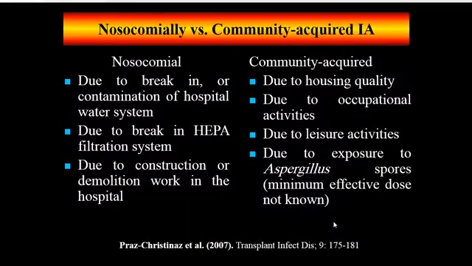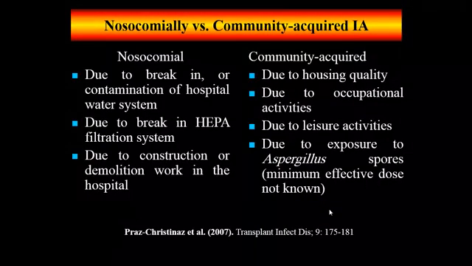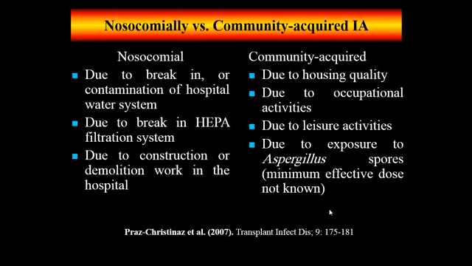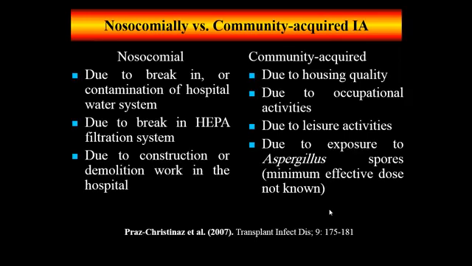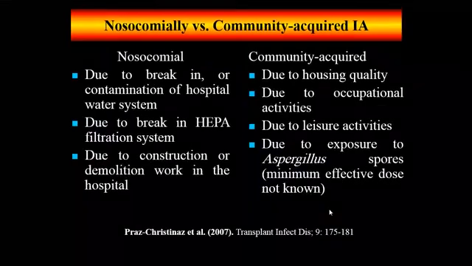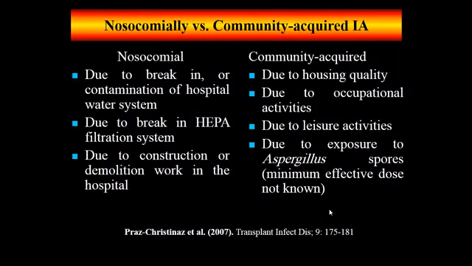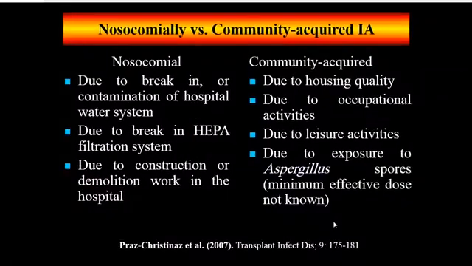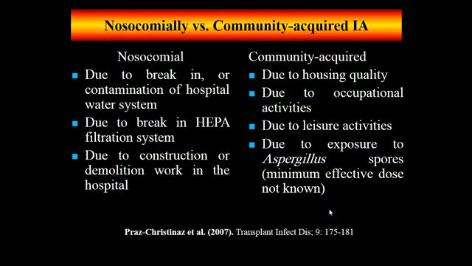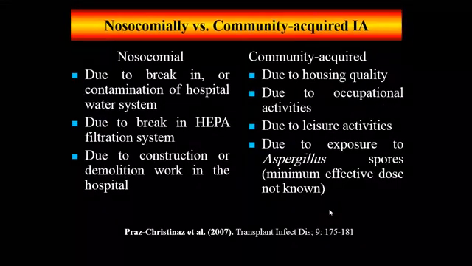These are the main three reasons for nosocomial invasive aspergillosis in hospital. But in the community, it is due to housing quality, occupational activities, leisure activities, and exposure to Aspergillus spores. The minimum effective dose is not known. So you cannot ask me how many spores in 1 liter of air are supposed to cause invasive aspergillosis. It is not known till now. Nosocomial versus community-acquired invasive aspergillosis is very clear in this table, according to Brace, Christians et al., 2007.